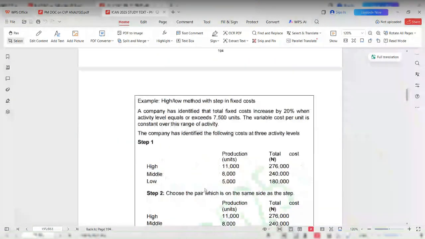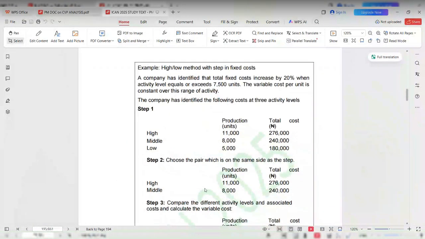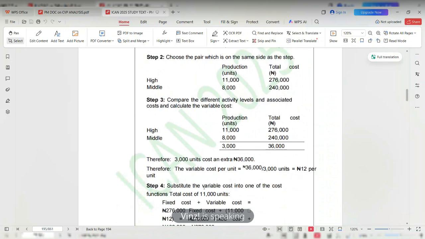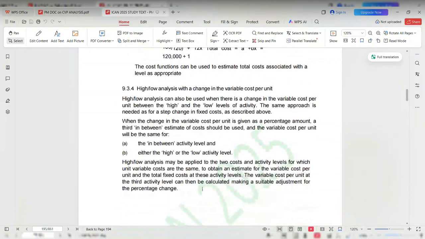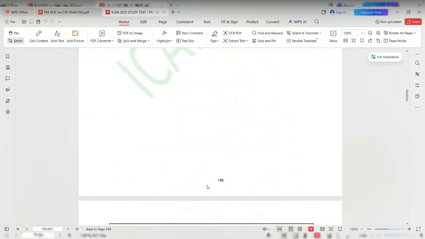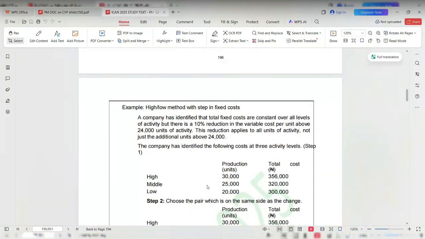All right. We have high and low with step in fixed cost. Just as what we have done, you can just revisit it again. Just the same thing.